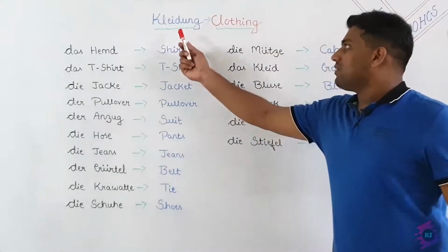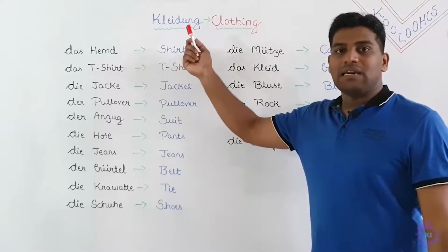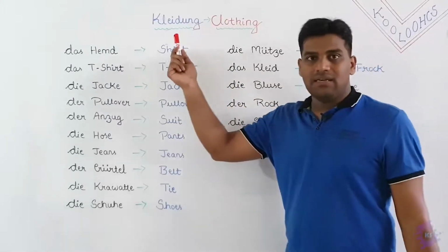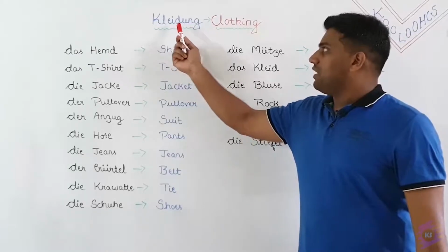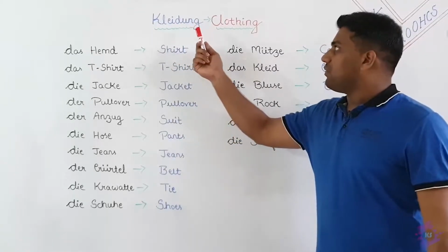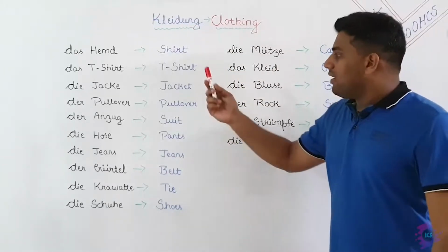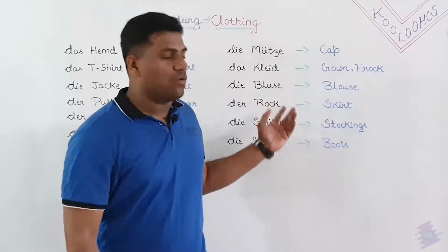So the topic is clothing, that in German is called Kleidung. It has the article die: die Kleidung. As I said in my earlier session, any word ending with -ung has the article die, right? So it is die Kleidung, that means clothing. Here is a list of a few male clothes and female clothes.